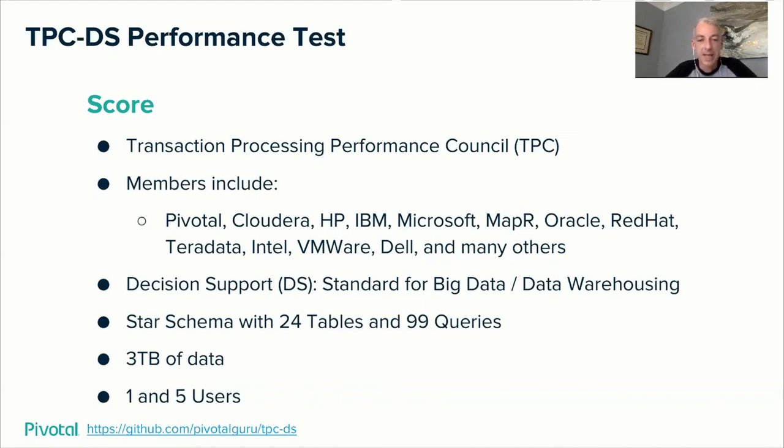The DS benchmark itself has 24 tables and a star schema. It has 99 queries. What we've settled on is using 3 terabytes of data for the test, and then we run 1 and 5 users. So one user would run all 99 queries, and then subsequently 5 concurrent users run the queries in a random order. So it runs through all of those queries to simulate high concurrency. At the end of that, we come up with a score to measure the performance. The score is based on the duration, or how long it takes to execute all those steps of loading the data and running the queries, for 1 and 5 users.